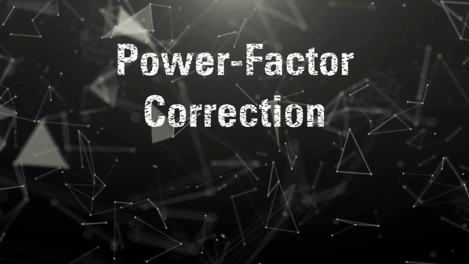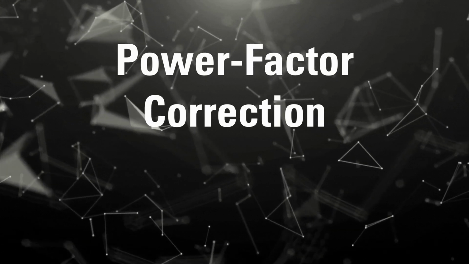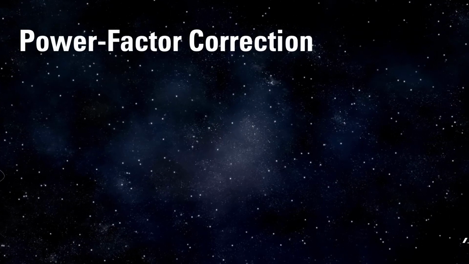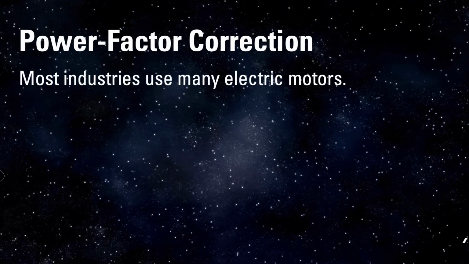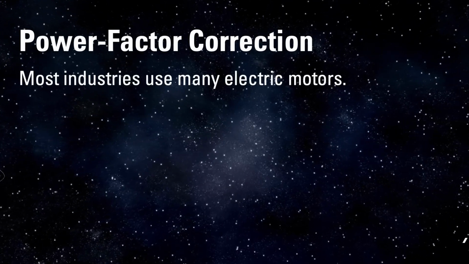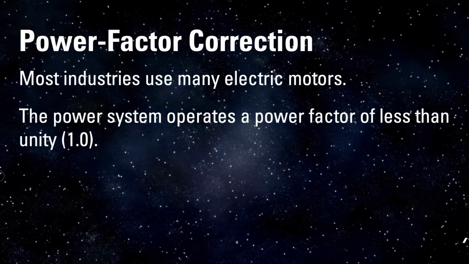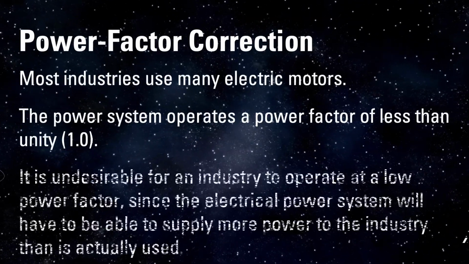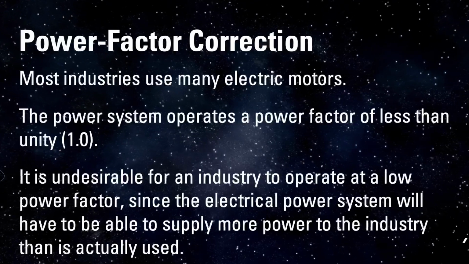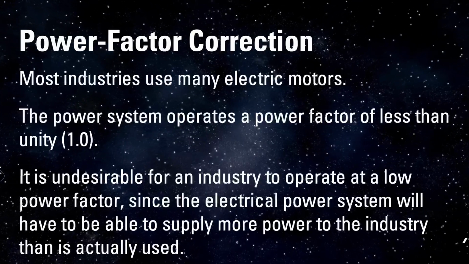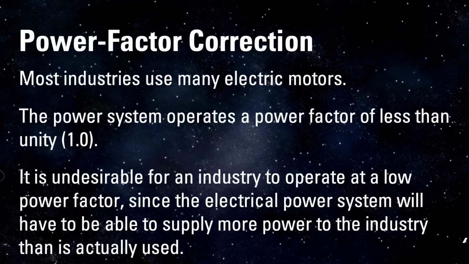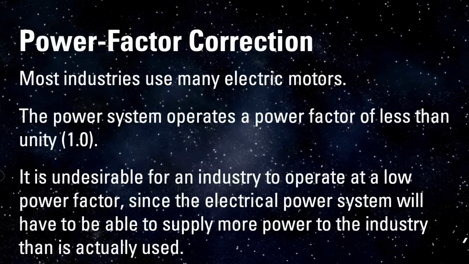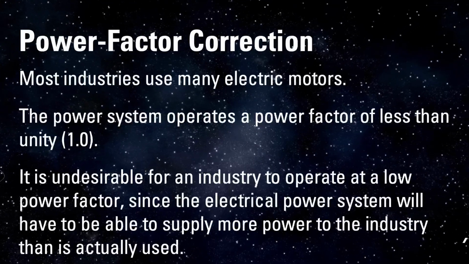So, what is power factor correction? Let's talk more about it. Power factor correction. Most industries use many electric motors. The power system operates at a power factor of less than unity, or less than 1. It is undesirable for an industry to operate at a low power factor, since the electrical power system will have to be able to supply more power to the industry than is actually used.